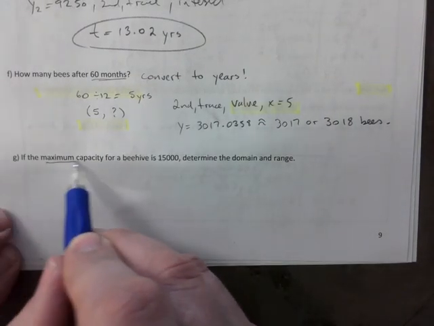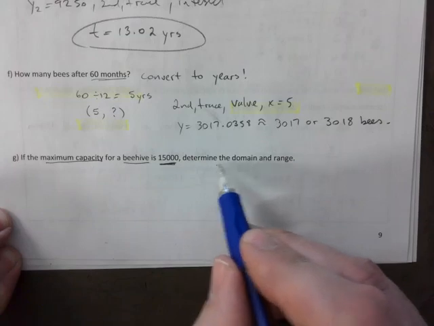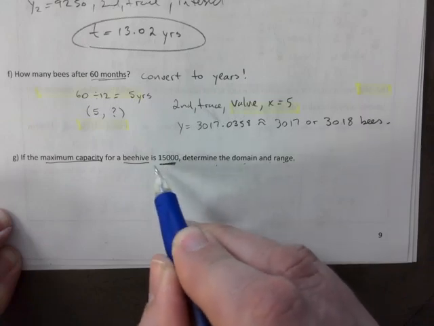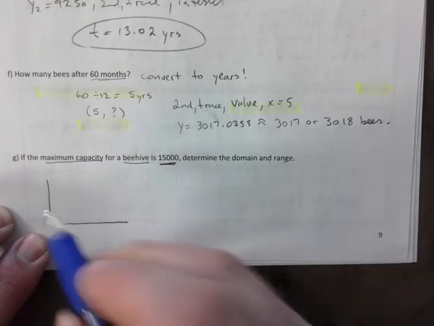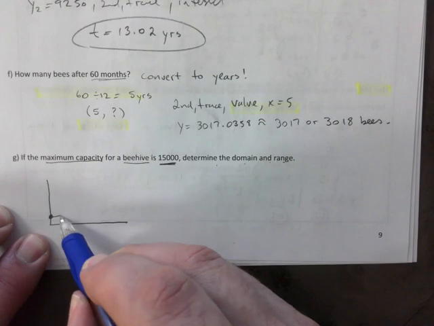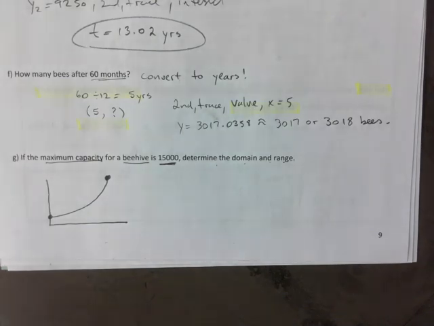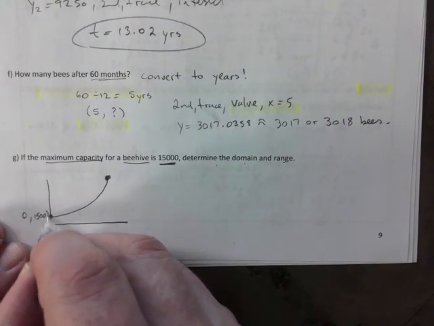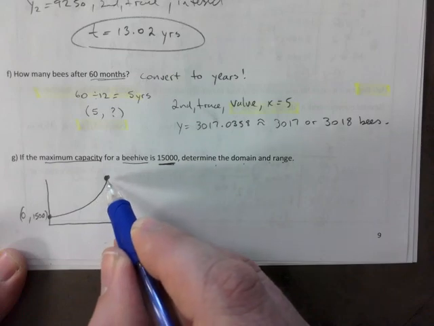Say the maximum capacity of a beehive is 15,000 bees. Determine the domain and range. So I'm boxing it in. I'm saying no more than 15,000 bees can be there. So make a little sketch here. You're going to start here, and at some point when the population reaches 15,000, you're going to stop. The beehive can no longer support more bees. What's this point right here? That's 1,500, right? So you need to have your start, and you need to have your stop.